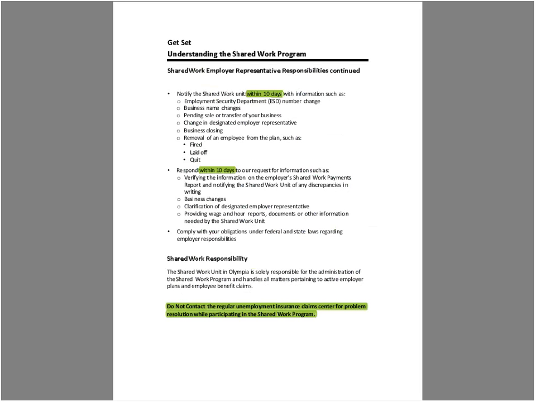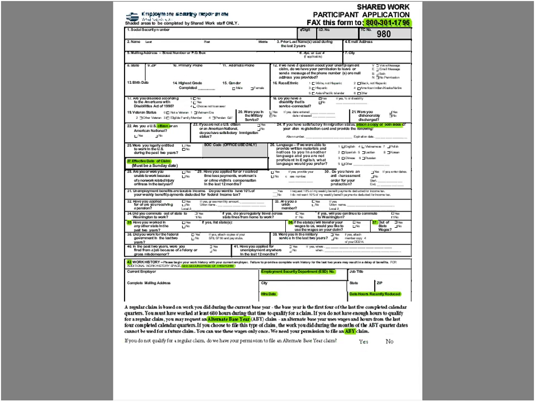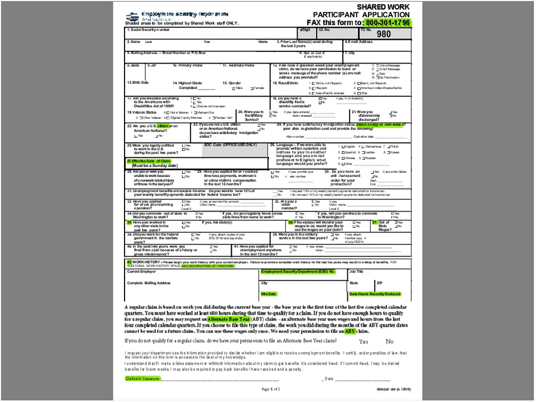These are additional responsibilities that must be addressed within 10 days. Do not contact the regular unemployment insurance claim center for problem resolution while participating in the Shared Work program. The participant application must be complete, legible, and signed. As a representative, it is your responsibility to check over forms before they are sent to the number in the upper right corner. Box 22.